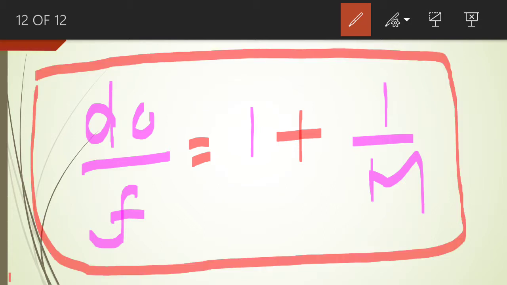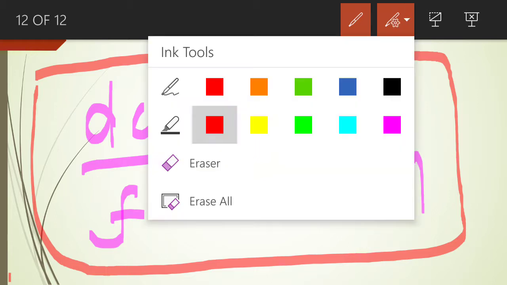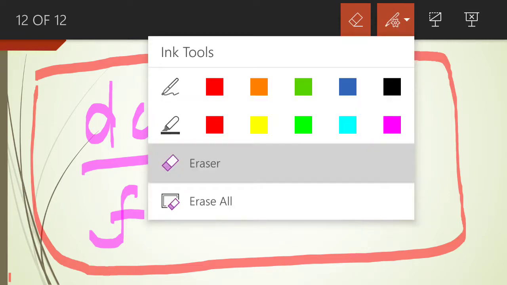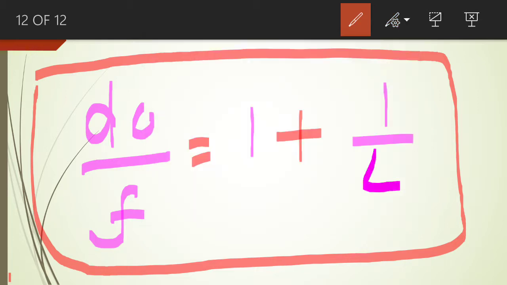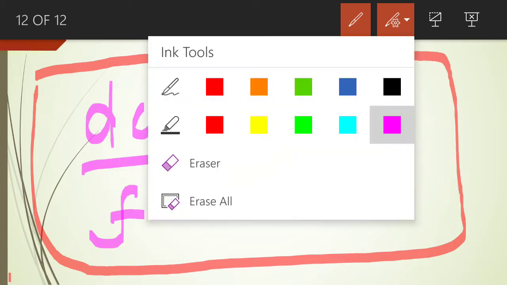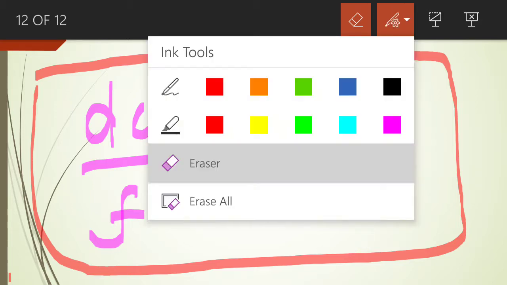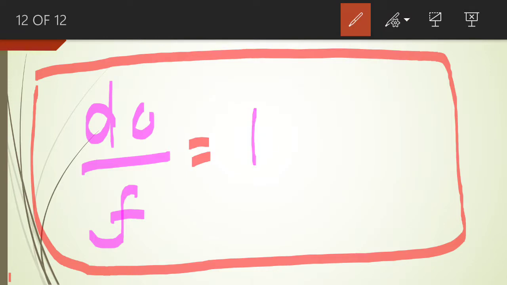We know the value of m. The value of m is 4. So let us put the value of m in this particular equation. If we put the value of m, which is 4, we get d naught by f, which is equal to 1 plus 1 over 4. And 1 plus 1 over 4 is 1.25. So we have d naught by f comes out to be 1.25.